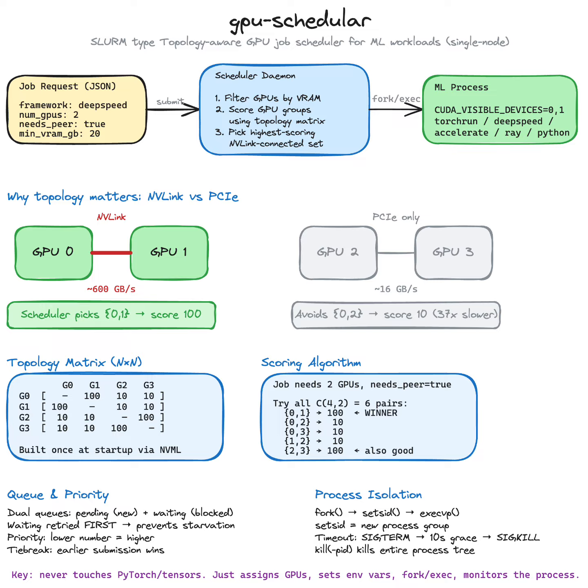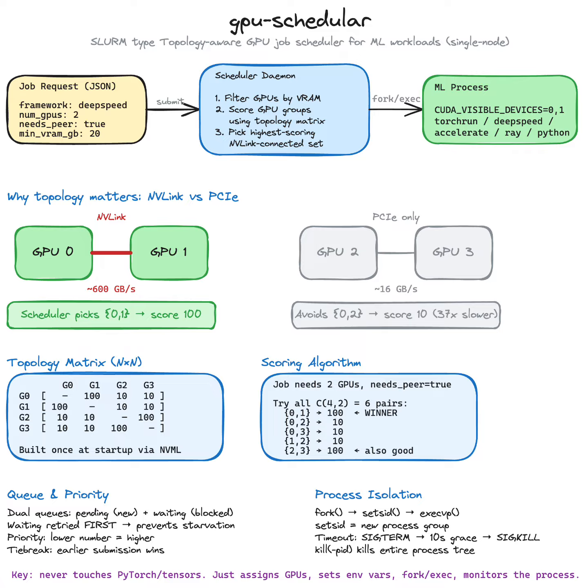Next is the scoring algorithm. For a 2-GPU job where needs_peer equals true, the scheduler enumerates all possible GPU pairs. If there are 4 GPUs, that means C(4,2) = 6 candidate pairs. It checks the score of each pair in the matrix and simply picks the highest scoring one. It is a brute force approach, but for systems with 16 GPUs or fewer, it is perfectly reasonable.